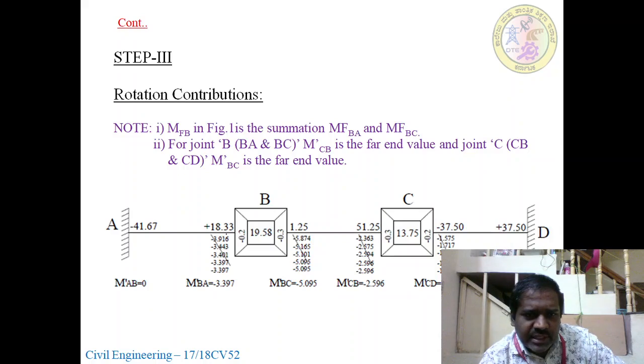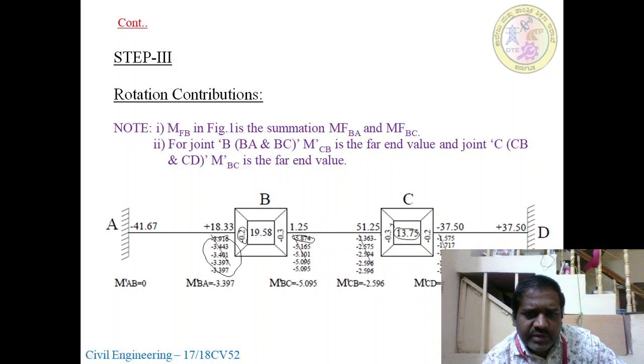The rotational contributions again: these values are the iteration values. So here is a simple calculation. The rotational factor into 19.58 plus the far end value. Initially it will be 0. So 19.58 multiplied by 2, divided by 0.2, multiplied by 0.3, you will get this value. Now come to joint C. For joint C, M dash BC will be the far end value. This plus this, multiplied by the rotational factor, you will get this value.